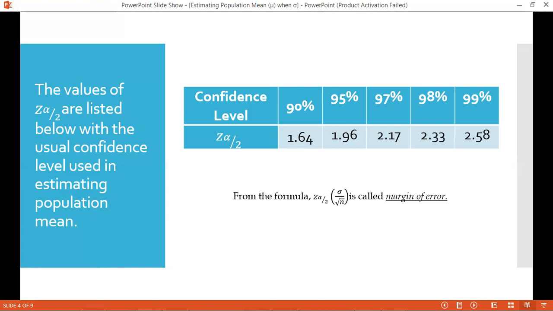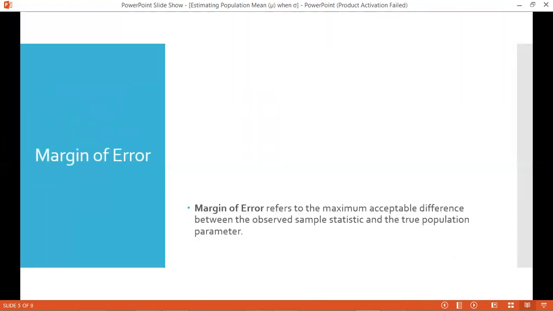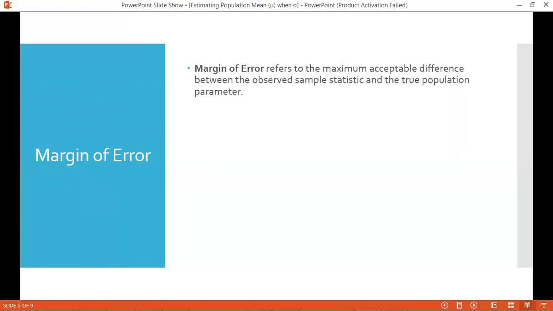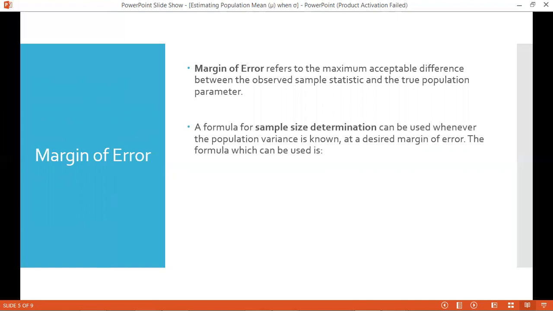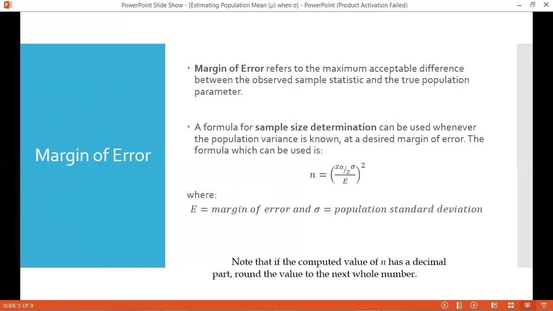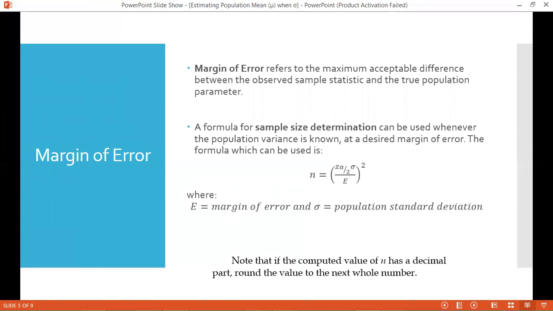The term z sub alpha over 2 times sigma over the square root of n is called the margin of error. Margin of error refers to the maximum acceptable difference between the observed sample statistic and the true population parameter. A formula for sample size determination can be used whenever the population standard deviation is known at a desired margin of error. The sample size is equal to z sub alpha over 2 times the population standard deviation all over E, all raised to the power of 2, where E is the margin of error and sigma is the population standard deviation. Note that if the computed value of n has a decimal part, round the value up to the next whole number in order to identify the sample size.